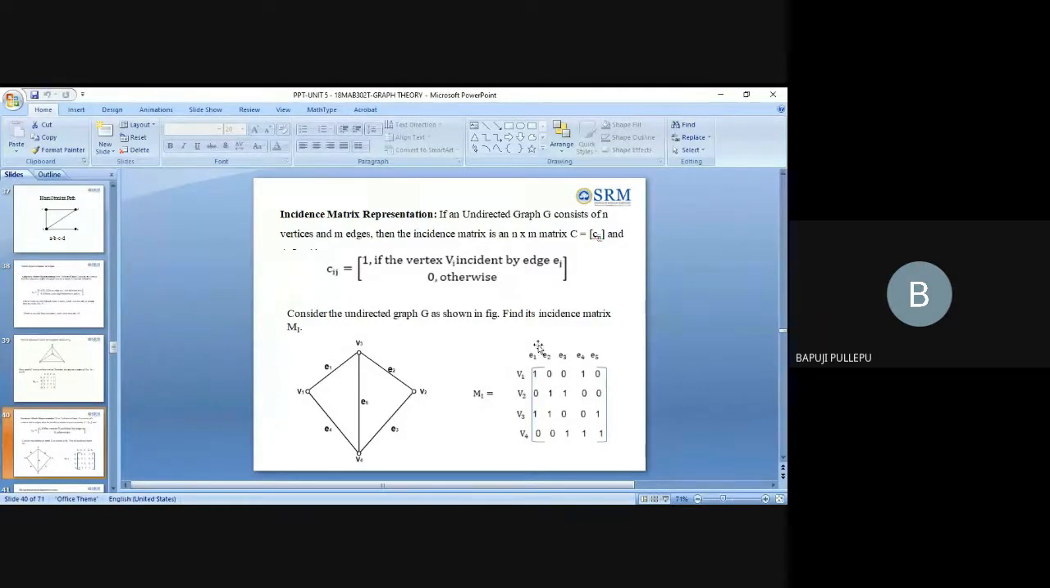Correct. V1 to E1 is there or not? Connection is there, V1, E1, okay. Then 1. V2, E2 not there. V1 and E2 are not related. Getting or not what I'm telling?